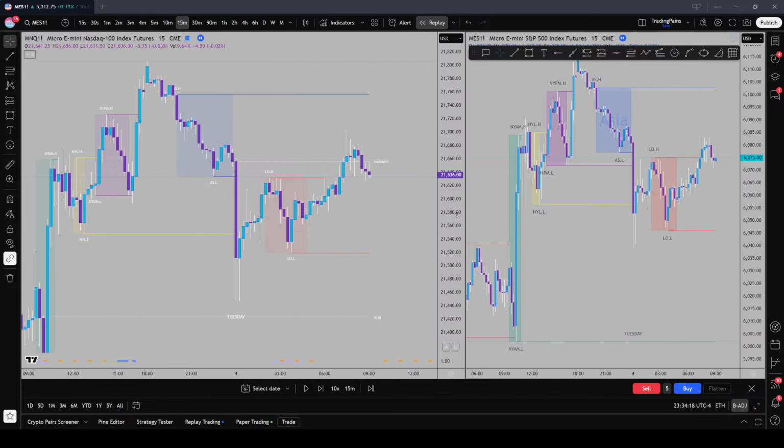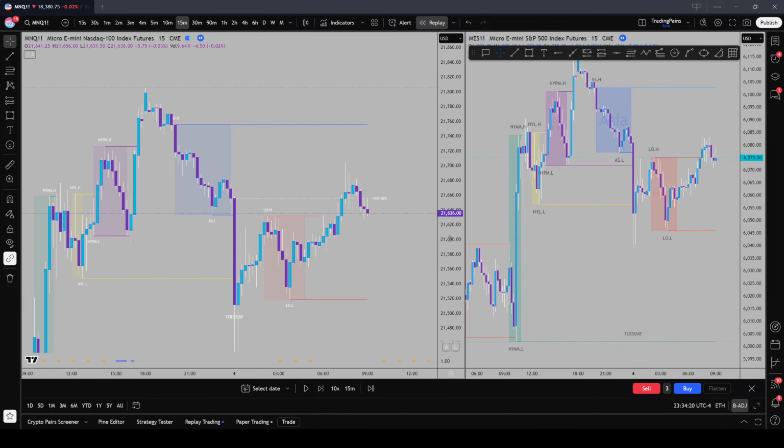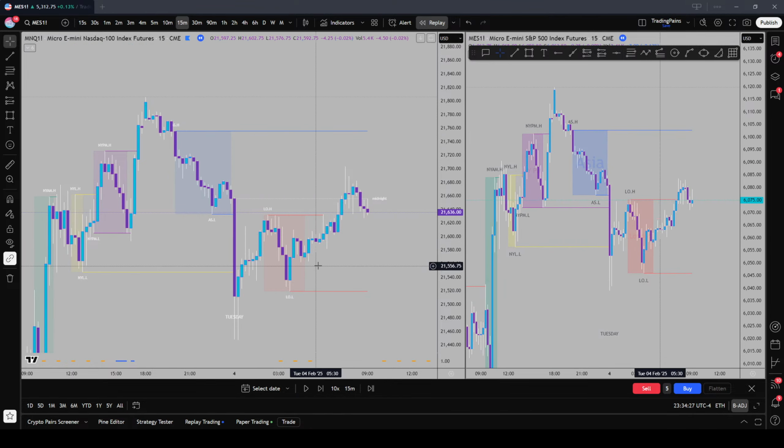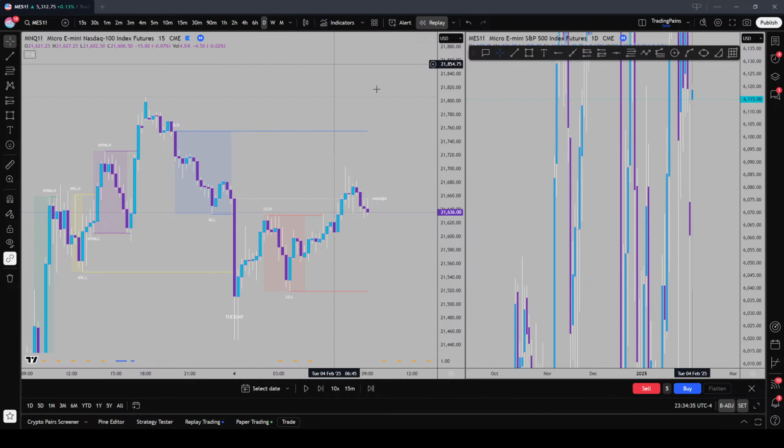We have going on London low, Asia. So Asia high did not get taken yet. London low got taken in pre-market, and London high got taken in pre-market, but London low didn't. And then take a look at the daily candle, or both of them.